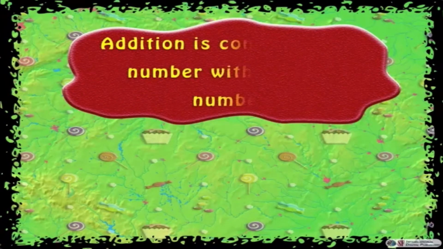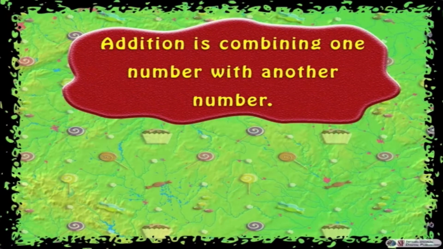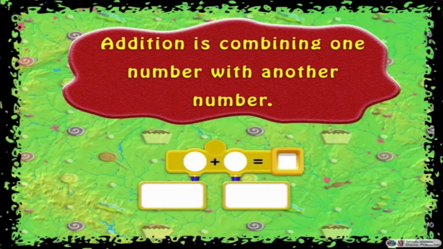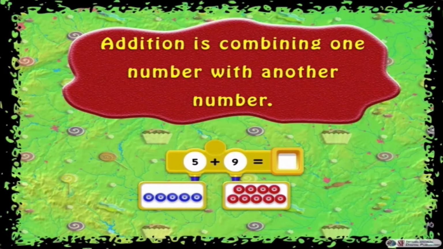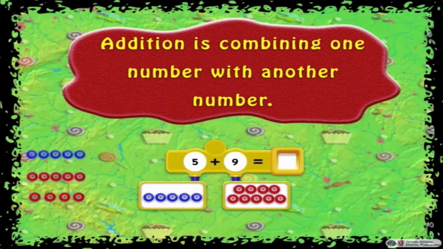Addition is combining one number with another number. In this example, we have two sets of magic balls. On the left side, we have 5 magic balls. And on the right side, we have 9 magic balls. To add both sets of magic balls, we will first have to combine them.